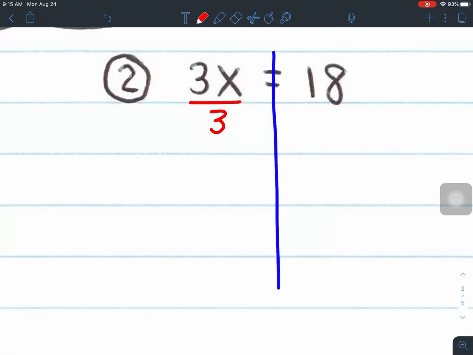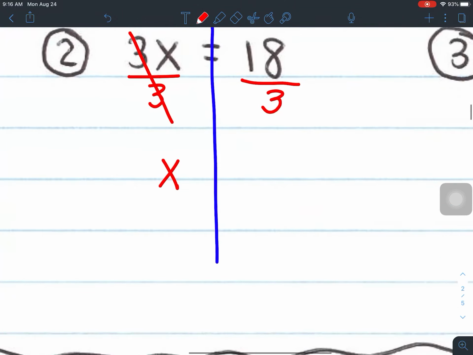So I have to do the inverse or the opposite operation. And if I divide by 3 on one side, I have to divide by 3 on the other side. So 3 divided by 3 over here is going to give me 1x. Now, 3 divided by 3 is 1. But do we really need to write 1x? We don't have to. If you want to write 1x, that is okay. But typically, we don't ever write 1x. We just say x because it's understood that there's only one of them there. So x equals 18 divided by 3, which is going to be 6.